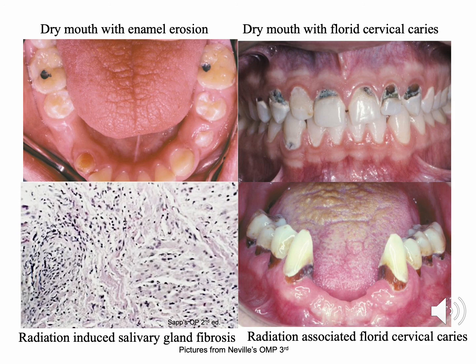On the lower left-hand side, this is just an example of what once was a salivary gland that has been completely destroyed and replaced by just fibers of scar and collagen secondary to radiation. And on the lower right-hand side are the devastating effects of that marked decrease in salivation in a radiation patient.